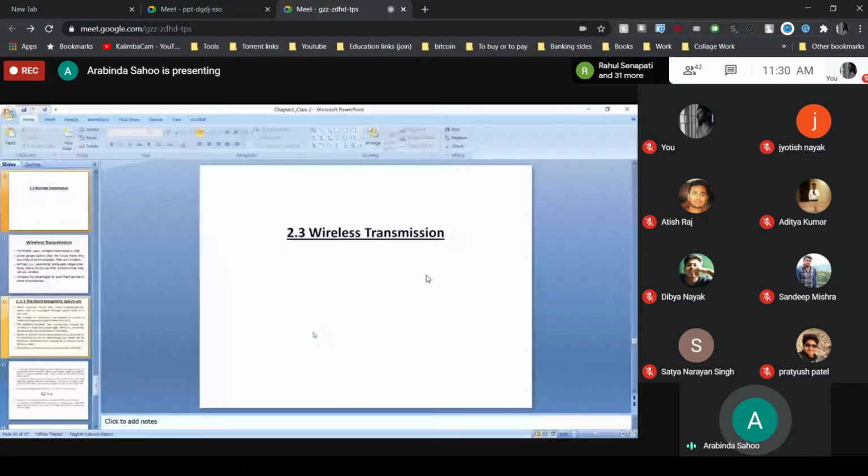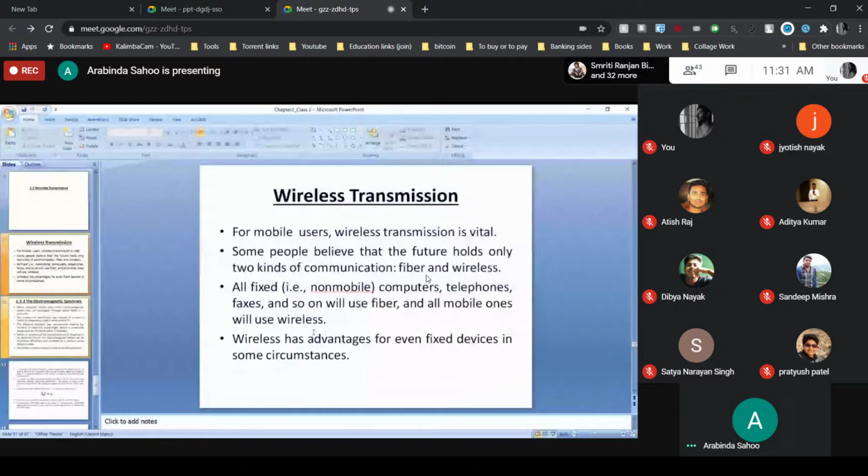So this is all about what we discussed till now. This is all about the different transmission media. Number one, we have discussed magnetic media. Number two is twisted pair. Then coaxial cable. Then we have just completed fiber optics. Then the next part of this chapter is wireless transmission.